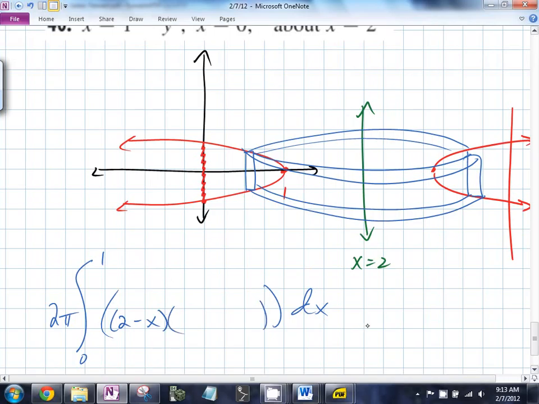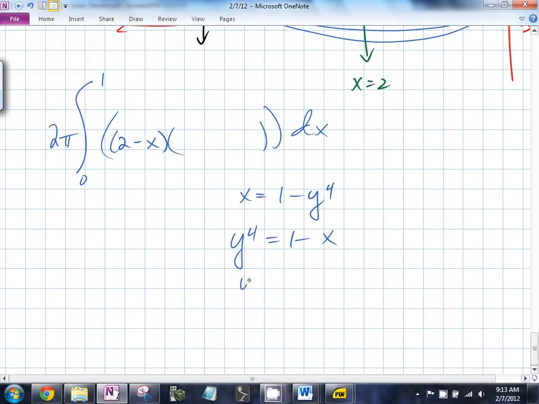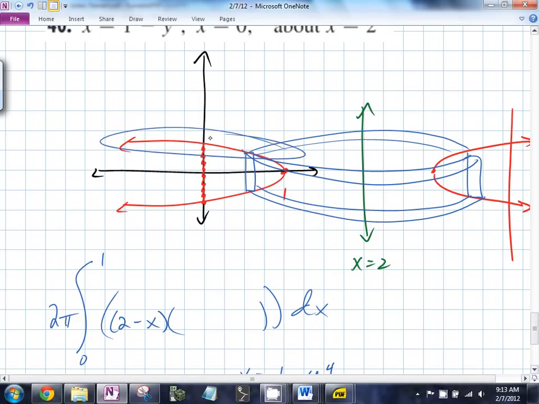And we want everything in terms of x. We need the height. But we know x is equal to what? 1 minus y to the fourth. So y to the fourth is equal to 1 minus x. So what does y equal? The fourth root of 1 minus x. And it's plus or minus, correct? Well, it's a symmetric function. There's an upper and a lower. We just want twice the positive. So what's the height of this thing going to be? 2 times the fourth root of 1 minus x.